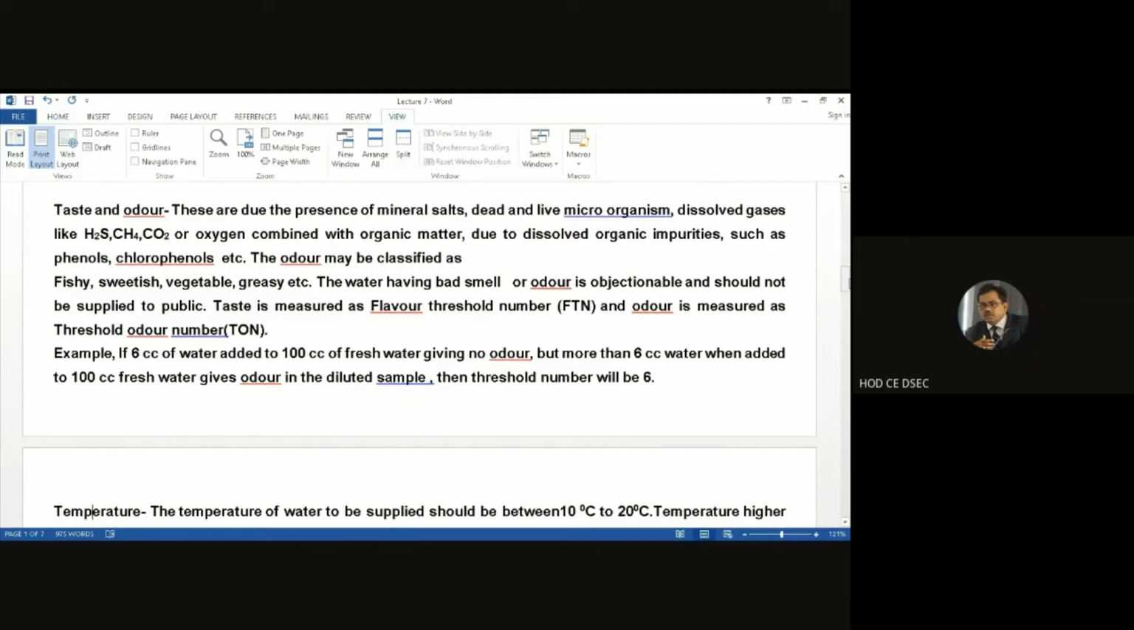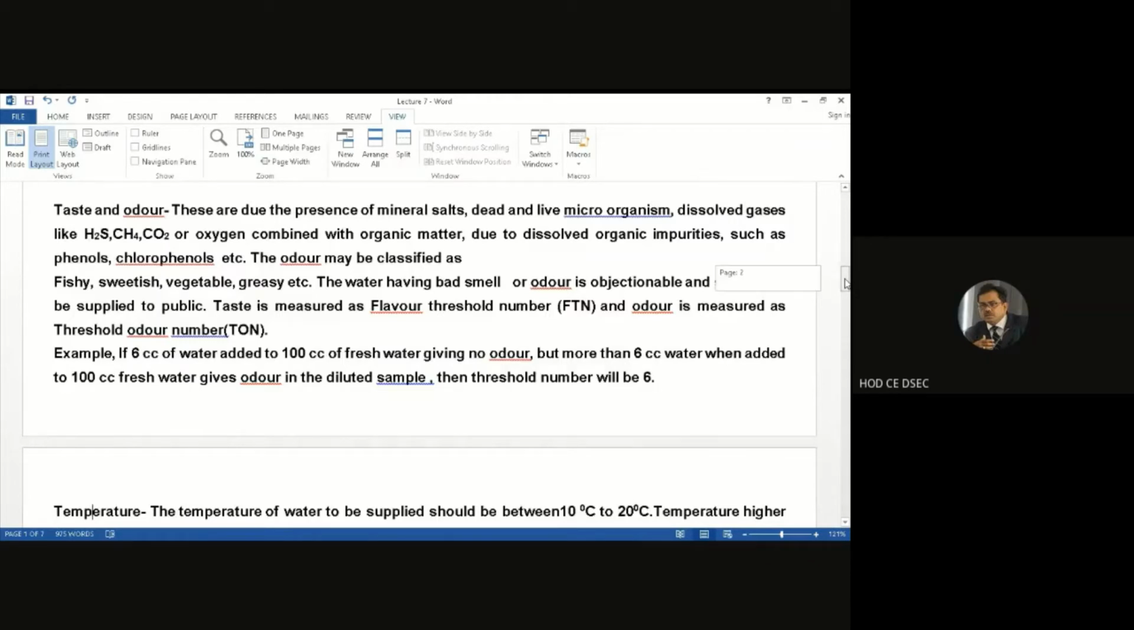Now, definitely for objectionable odor, there is no numerical value in the IS code. Only it is mentioned that if there is an objectionable odor, that water sample will be rejected for taking as drinking water. It should not be supplied for drinking water.